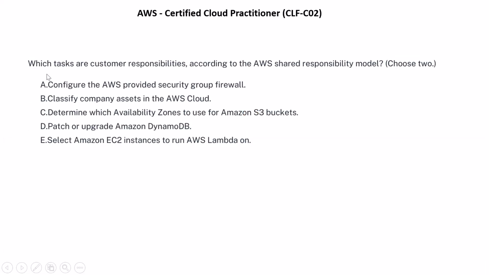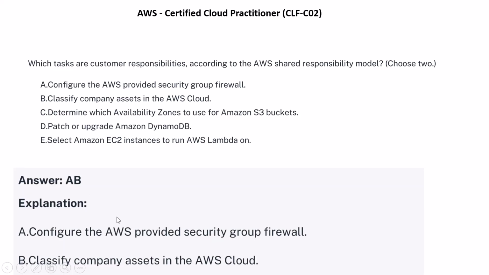Next question. Which tasks are customer responsibilities according to the AWS shared responsibility model? Choose two options. Options are option A, configure the AWS provided security group firewall, option B, classify company assets in the AWS cloud, option C, determine which availability zones to use for Amazon S3 buckets, option D, patch or upgrade Amazon DynamoDB, option E, select Amazon EC2 instances to run AWS Lambda on. The right options are option A and option B.